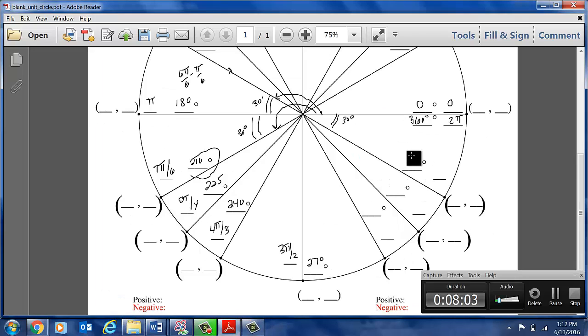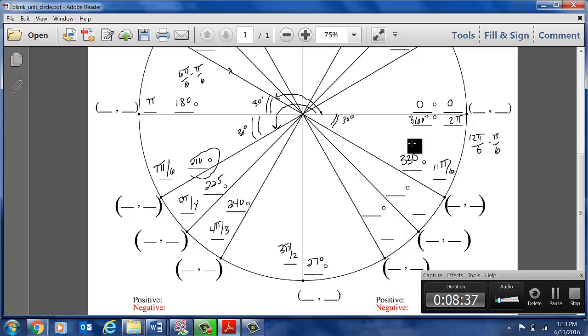So to come up with that degree value, we will subtract 30 degrees from 360. So 360 minus 30 degrees is 330 degrees. And to come up with the radian value, I'm going to subtract pi over 6 from 2 pi. So think of 2 pi with a denominator of 6. So that would be 12 pi over 6. So 12 pi over 6 minus pi over 6 would give me 11 pi over 6.